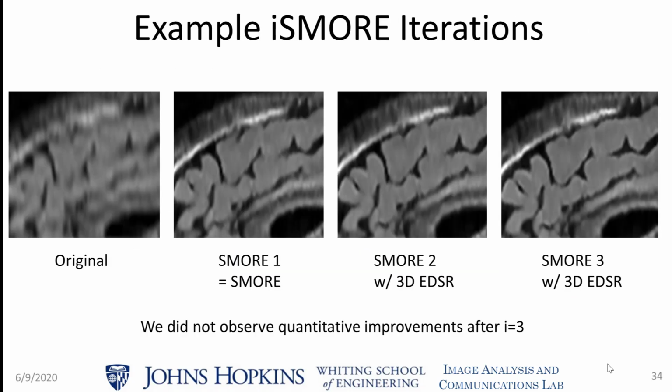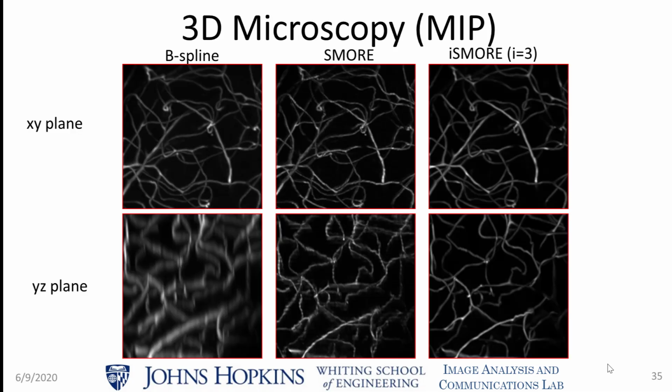So here's an example of multiple stages. We start with an original, and the first application of SMORE qualitatively looks quite good, but the second application you can see a few bits of improvement. Third application maybe not a lot of difference. We found that after this third stage we didn't see any improvements in any of the data that we tried.